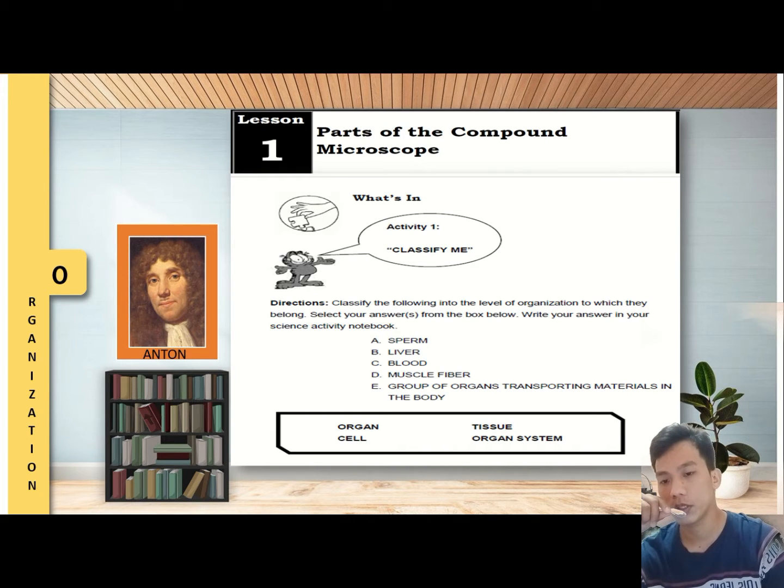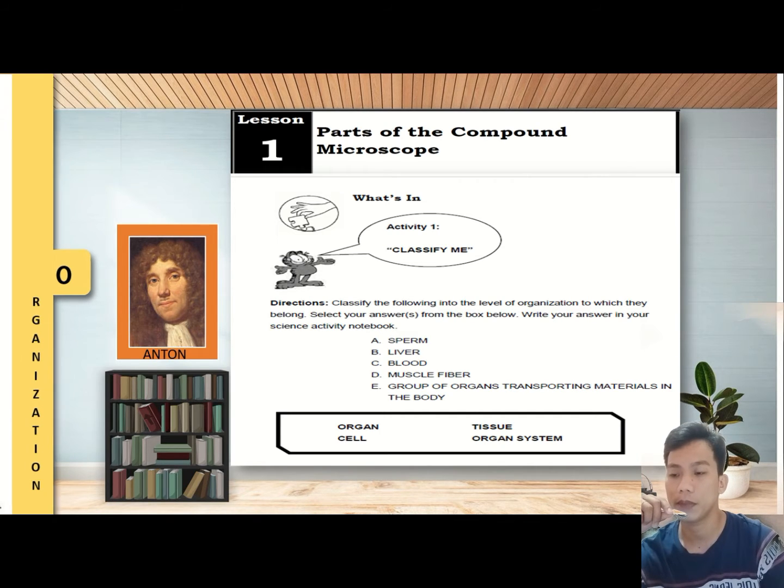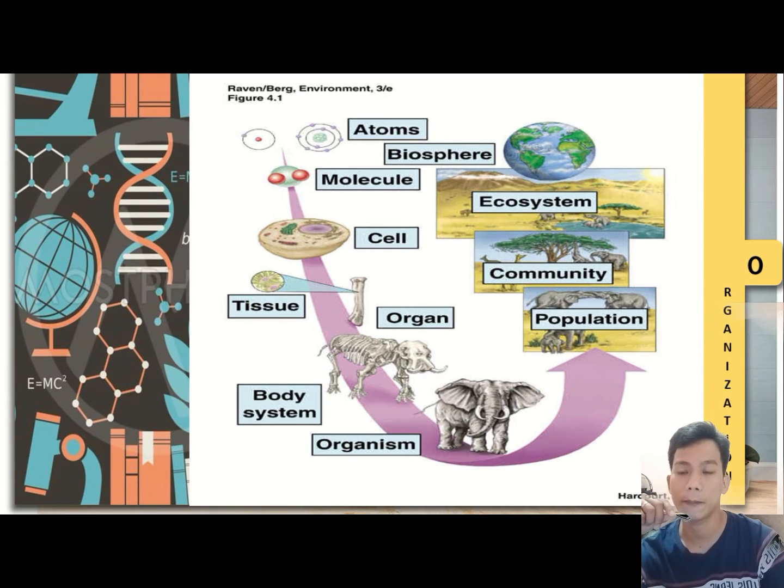Before we jump to the next activity, what is the level of organization? It starts with the smallest, the atom. Then when atoms combine with other atoms, it forms molecule, cell, tissue, organ, organ system, organism, population, community, ecosystem, and the largest one is the biosphere.